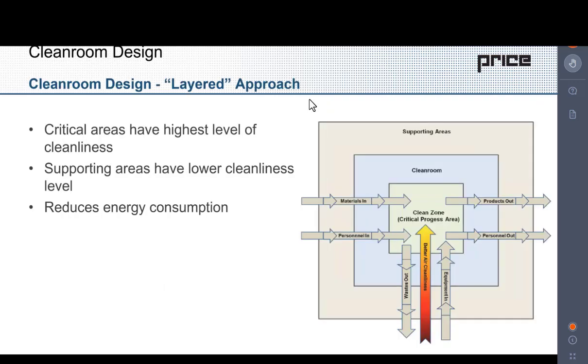And that's where a layered approach comes in. Now, in a layered approach, you're either providing physical or non-physical barriers, and you're separating your different ISO classes so that you're only providing the required airflow of each specific ISO class. The benefit of this is that you can reduce the equipment that's required in the space, which lowers the startup cost, and you can reduce the airflow that's required in the spaces, which reduces the operating cost of these spaces.